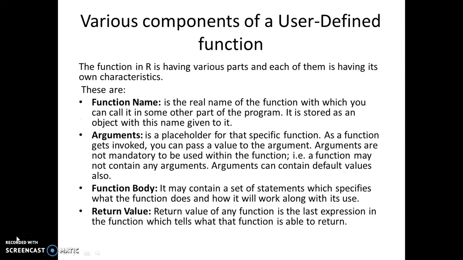Now, let us look at various components of a user-defined function. The function in R has various parts, and each of them has its own characteristics. The major components are the function name, the arguments, the function body, and the return value. Function name is the real name of the function with which you can call it in some other part of the program. It is stored as an object with this name given to it.